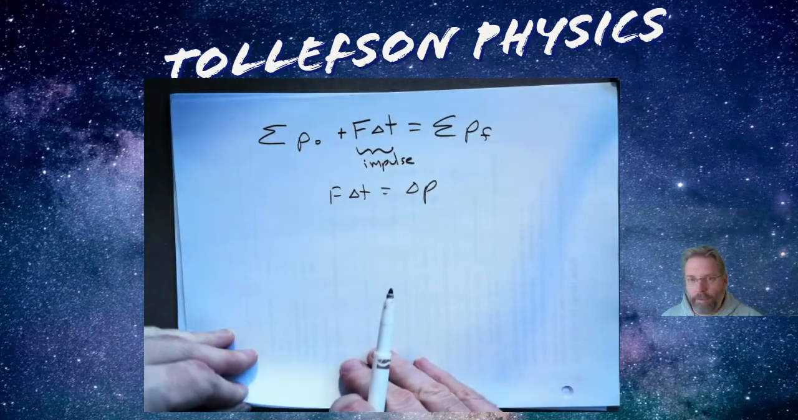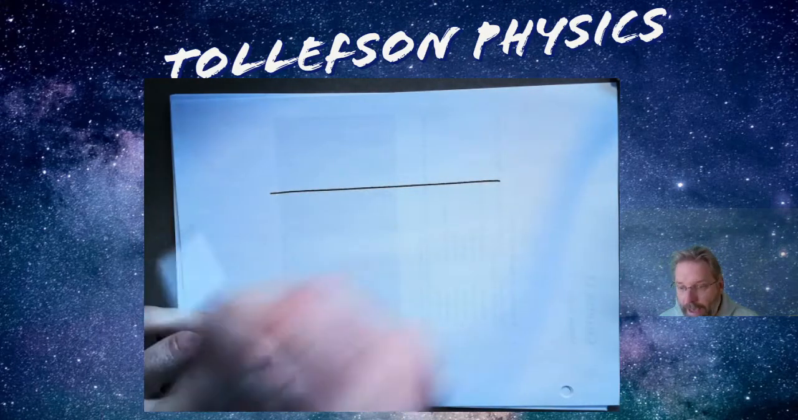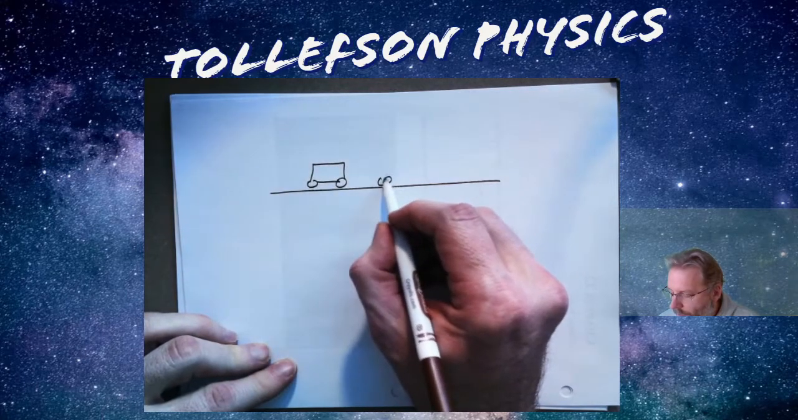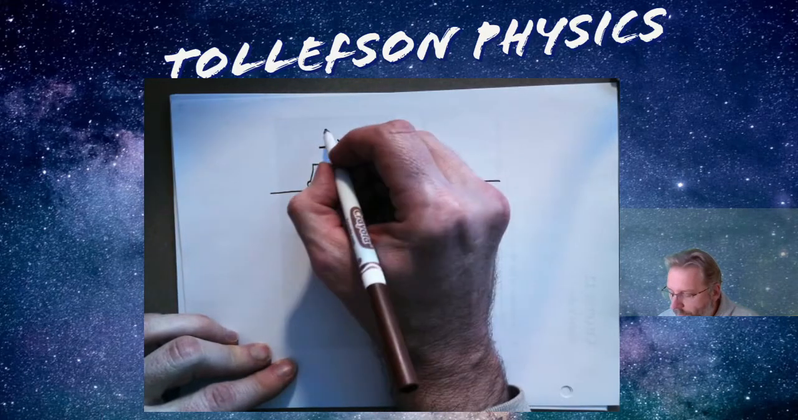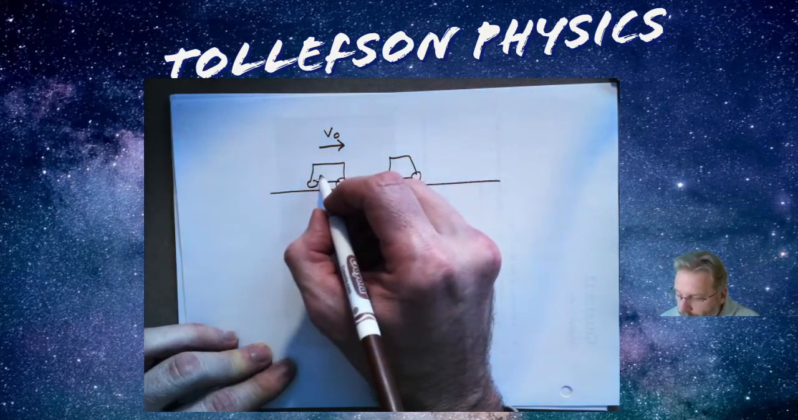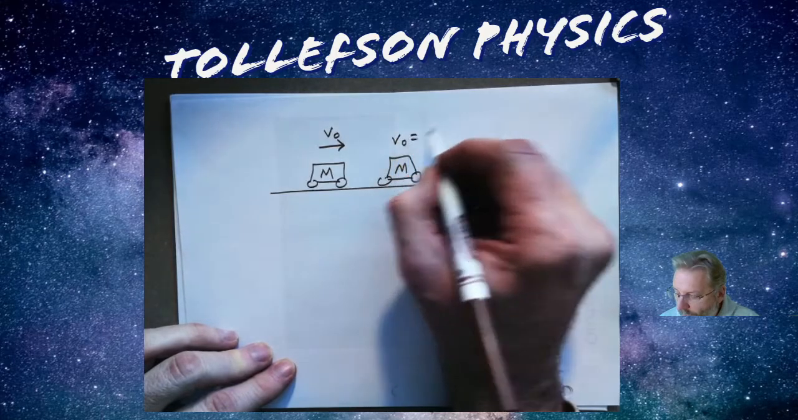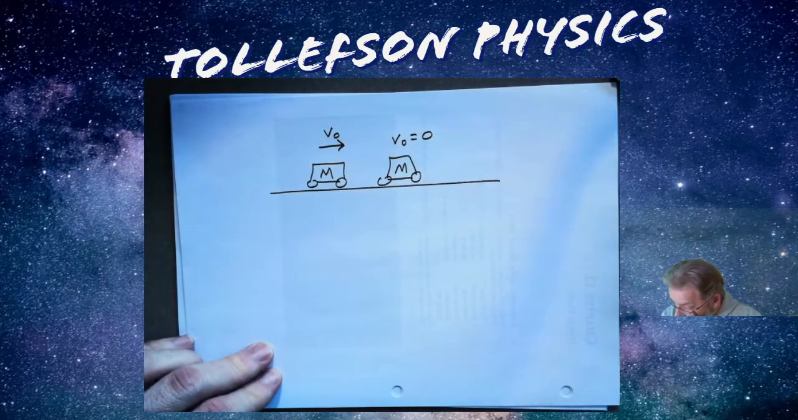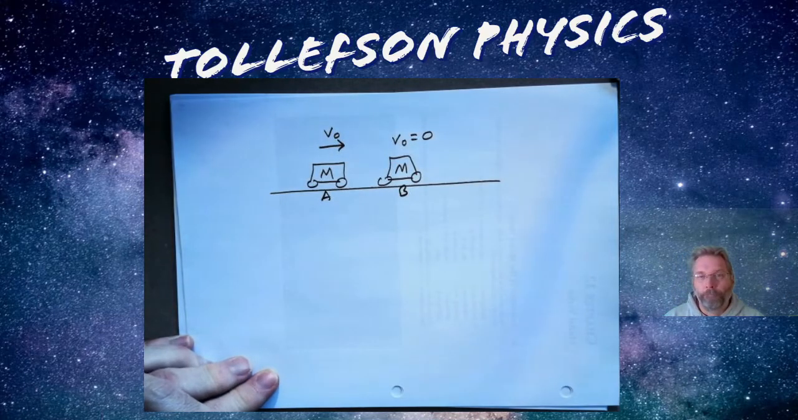So let's do an example. Here's an example where we're going to look at two train cars. One of these train cars is moving with a velocity v0. Let's say both cars are the same mass, and the other has an initial velocity of 0. So this one's moving and this one's not moving. Let's give them names just so we can talk about them. That's A, that's B.